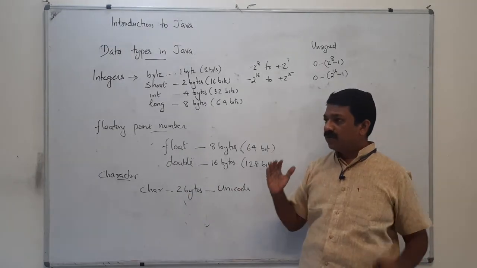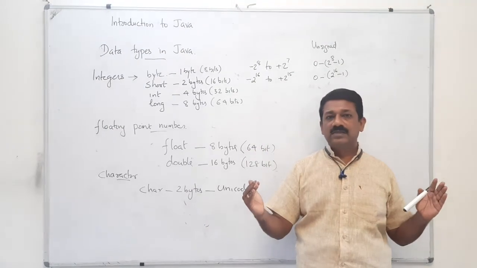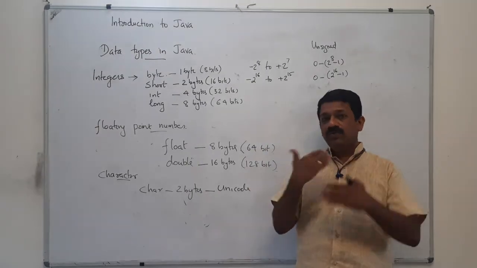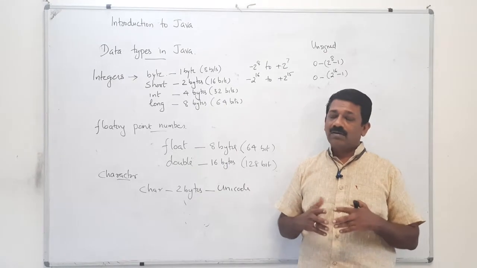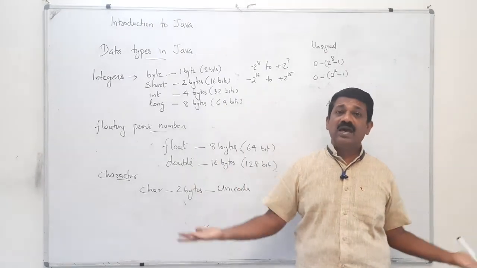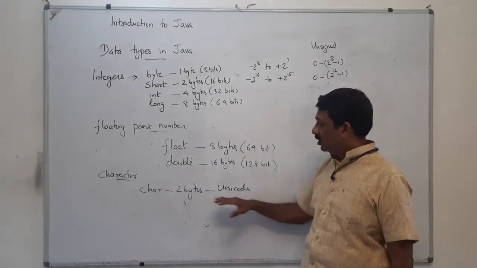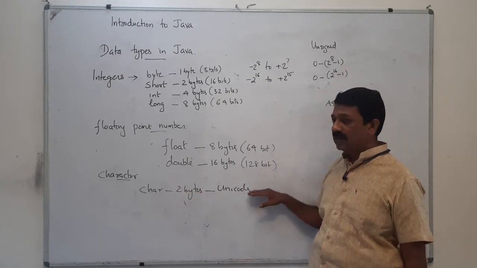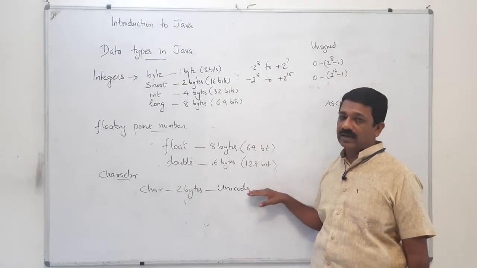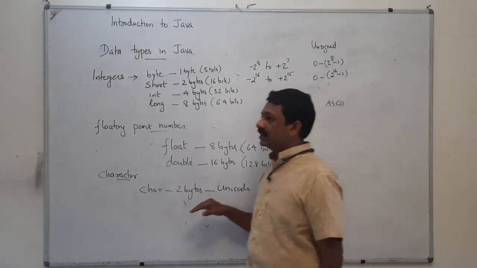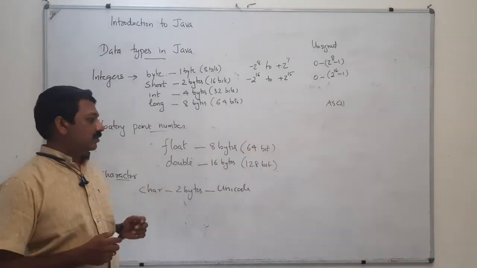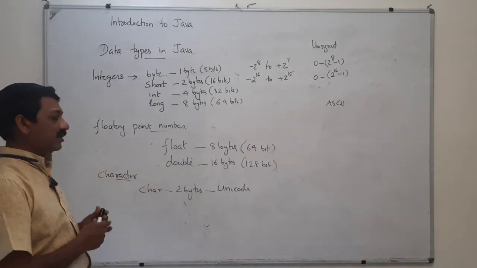That means for each language a character set is there, and in the world you can have many characters, and for encoding that you are using 2 bytes. That means that is in Unicode characters. Okay, that is character, and 2 bytes are allocated for that.